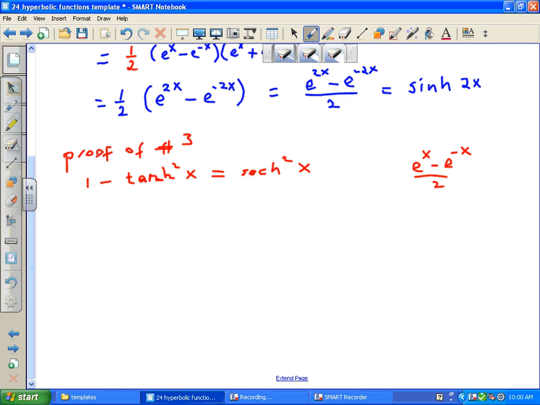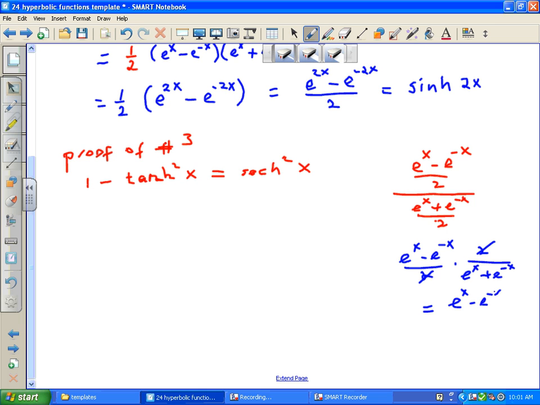Over 2, right? Over cosine hyperbolic has this in it. So if you're dividing two fractions, you would multiply, invert, and multiply with the top. So this bottom can be transposed on the top, you can multiply it with the top, and the 2's cancel. So you have for yourself the definition of hyperbolic tangent function.